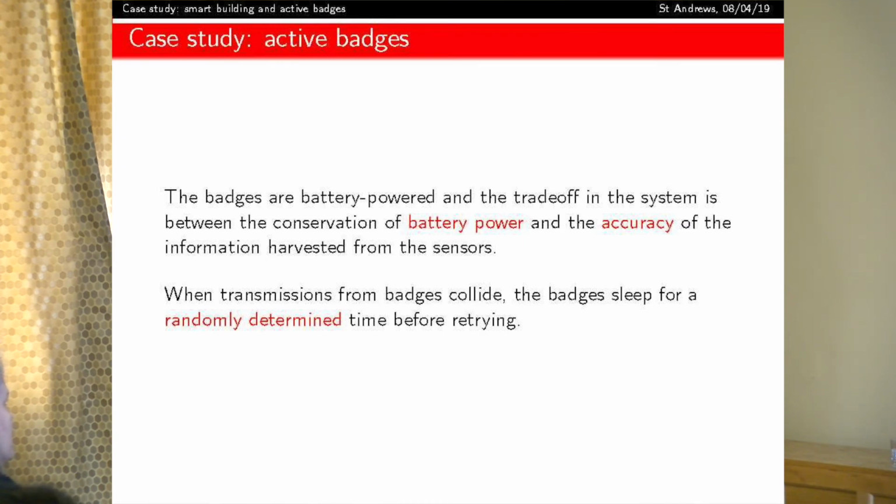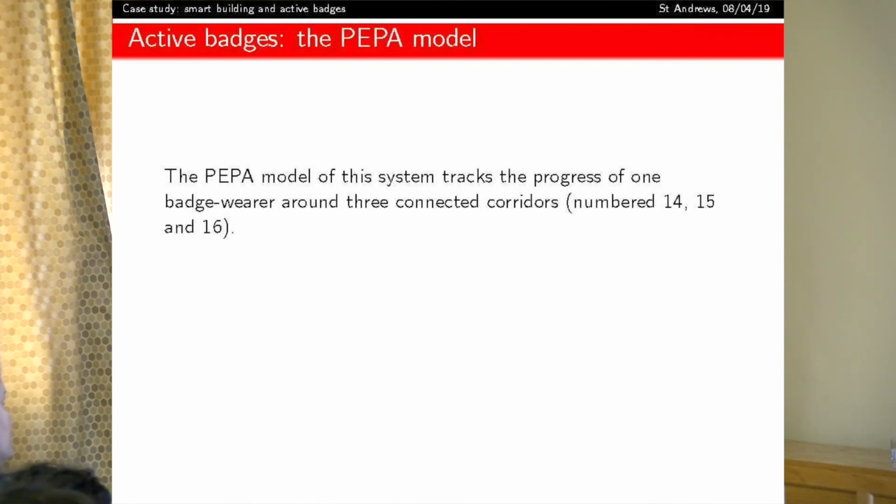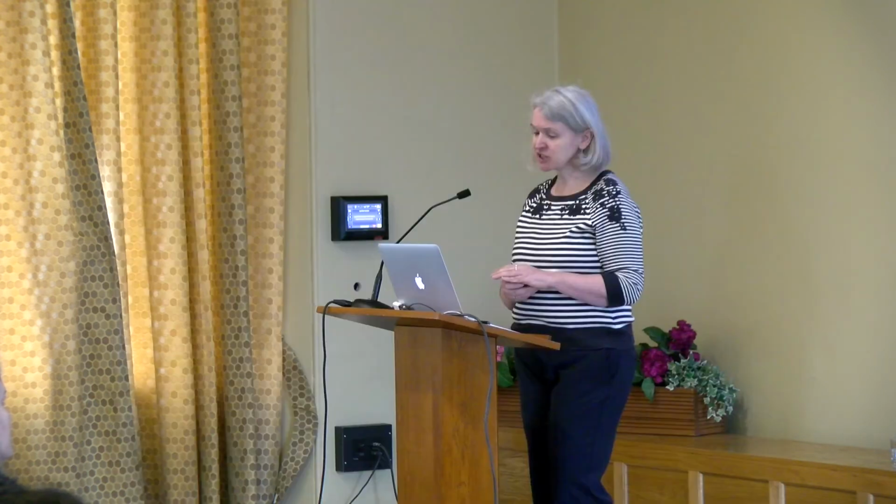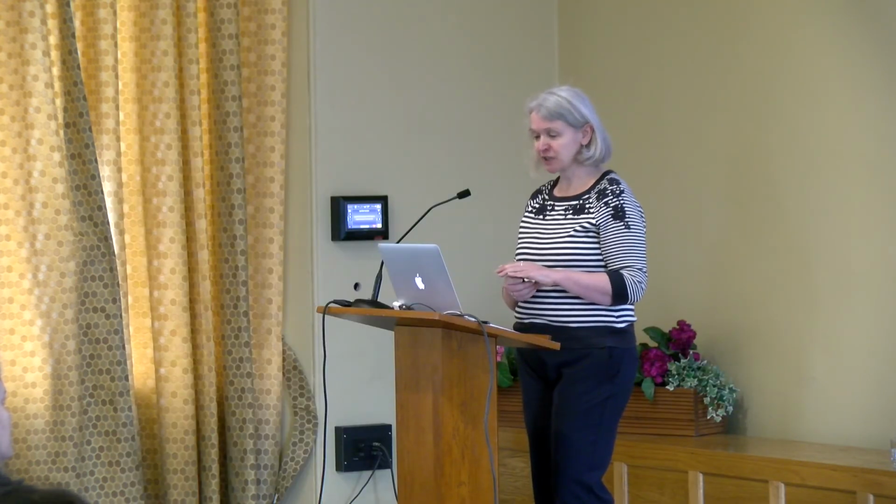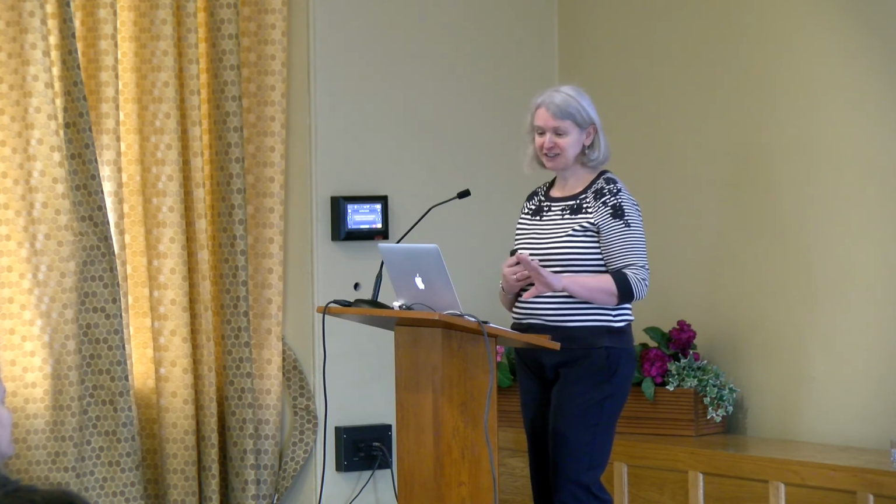We will also have the possibility that different badges collide, and if that's the case, we assume that the badge sleeps and, after a randomly determined time, we'll try again. So this PEPA model here is just tracking the progress of one badge wearer. A real system would obviously have much more, and just three connected corridors. And these are numbered 1.4, 1.5, and 1.6.